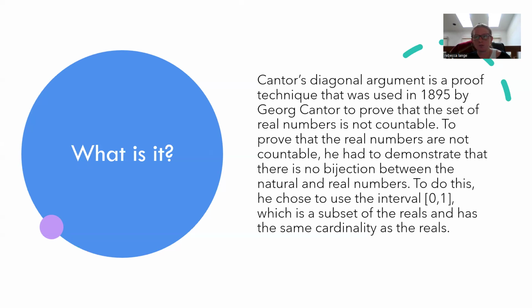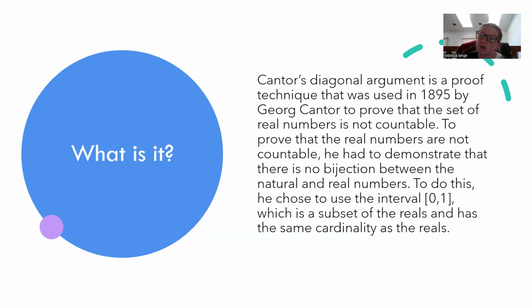George Cantor, famous mathematician, did a lot with set theory and talking about uncountability, real numbers, things of that nature. In 1895, he published Cantor's diagonal argument, which was the proof that the real numbers are uncountable. The way he did this is he proved that there's no bijection between the natural numbers and the real numbers, which is the definition of countability.